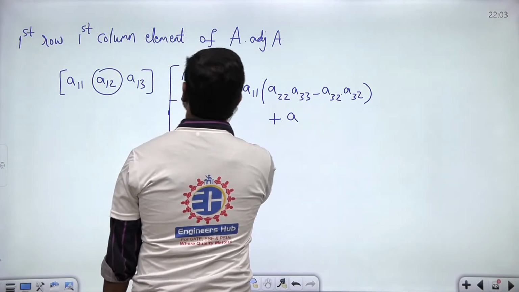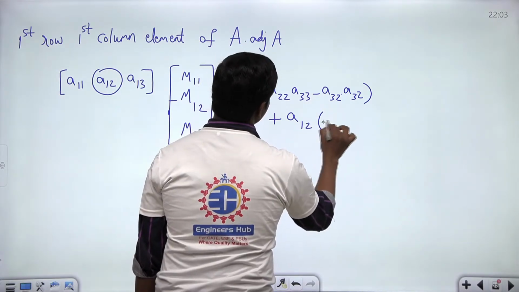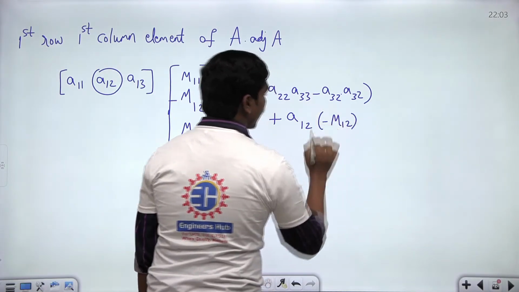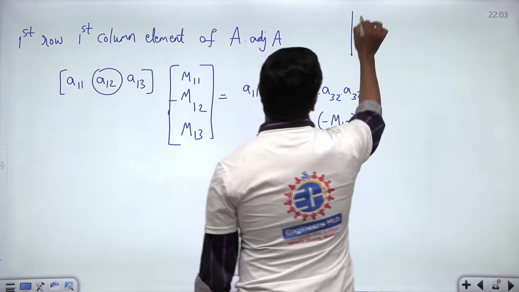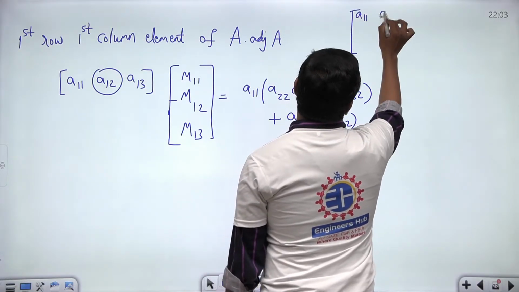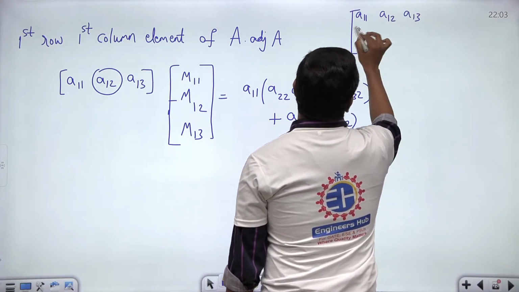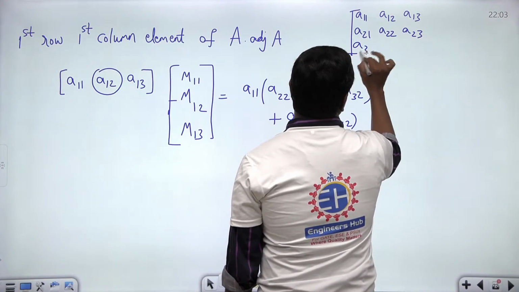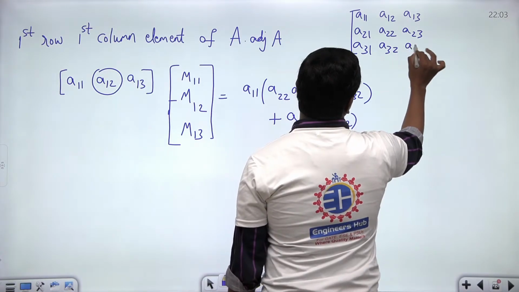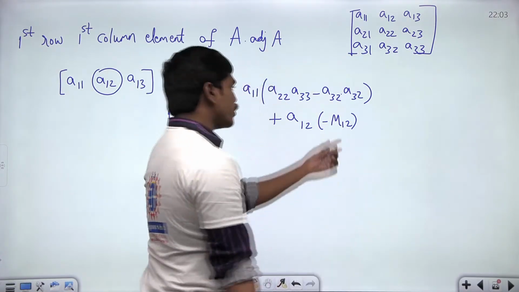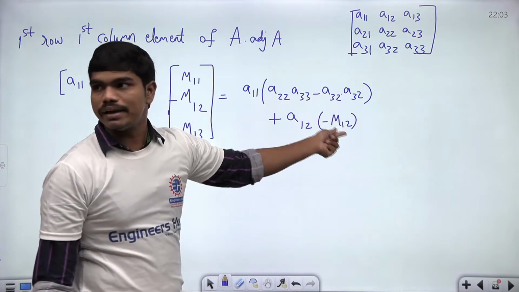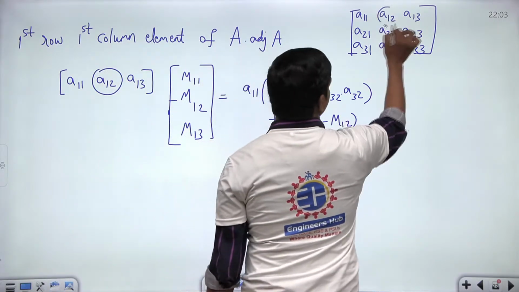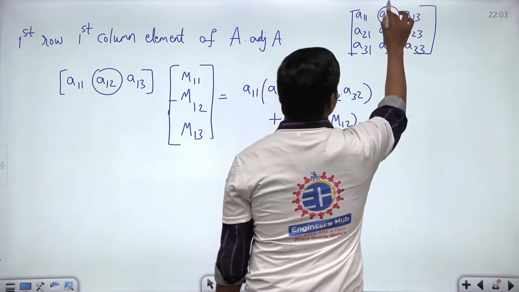Plus the multiplication of this element with minus M12, so A12 into minus M12, this is what you have. And what is M12? Definitely if you write this matrix, A11 A12 A13, A21 A22 A23 and of course A31 A32 and A33, this is the matrix. Now if you are trying to write the minor of element 1 2, then this is the element which is lying in the first row and second column.